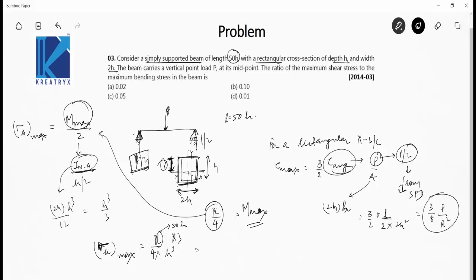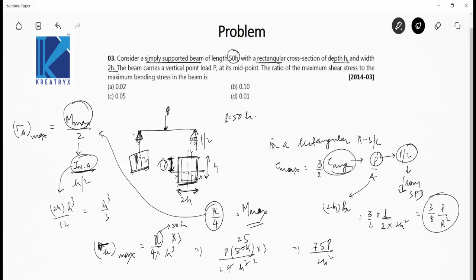Okay, so this becomes P into 50h upon 4h cube into 3, so this will be h square, and this gets cancelled out by 25 by 2. This is 25, this is 2, so this will be 75P by 2h square. This is the maximum bending stress.